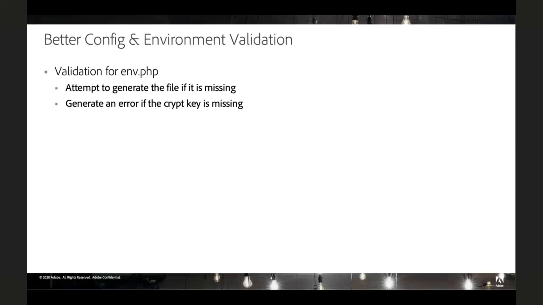We've updated our handling of the env.php file during the deployment phase. And so now, if that file is missing for some reason, ECE-Tools can attempt to generate it using some of the environment data that is available to it. If, however, the file is missing and ECE-Tools cannot determine what your crypt key should be, it will emit an error letting you know that that crypt key is missing and that the deployment cannot proceed.